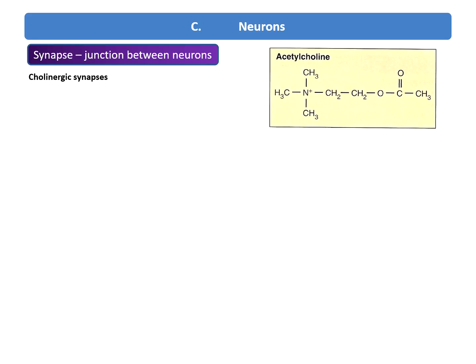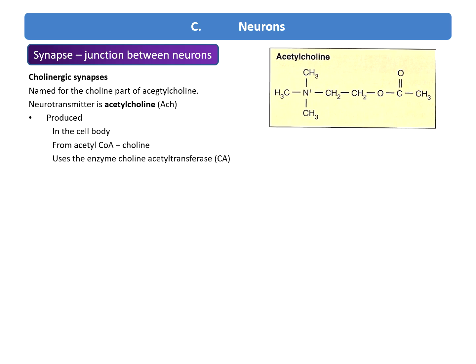Let's look at some details, beginning with cholinergic synapses. These are named for the choline part of acetylcholine. The neurotransmitter is, of course, acetylcholine. It's produced in the cell body from acetyl-CoA plus choline. It uses an enzyme called choline acetyltransferase. It's transported from the cell body to the tip of the axon by microtubules in anterograde transport.